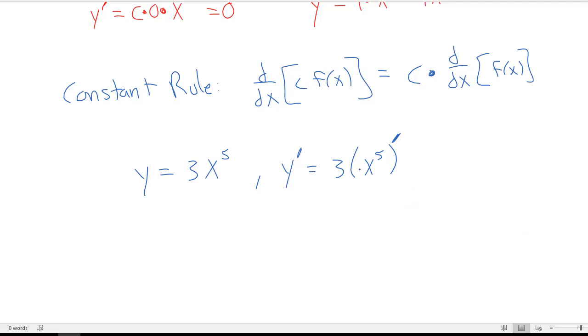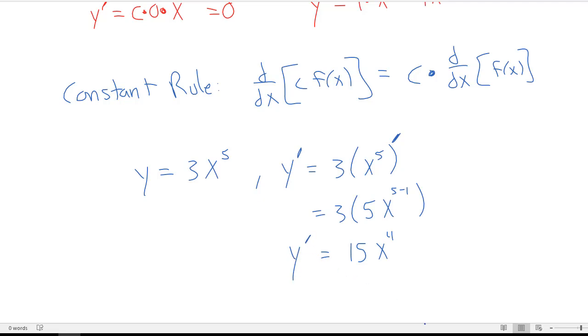So I'm going to go ahead and use the power rule here. Derivative of x to the 5th is bring the power down and then take 1 away from the power. So we end up with 3 times 5 is 15, and then we'd have x to the 4. So here's y prime for that particular example.